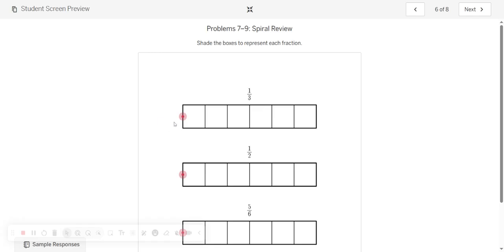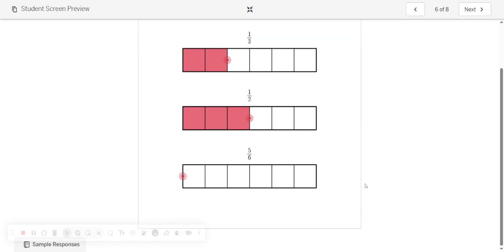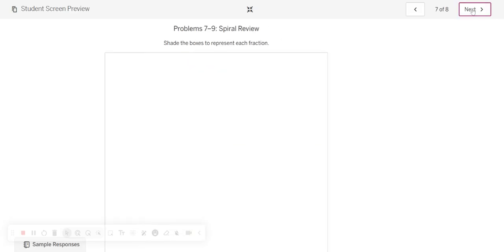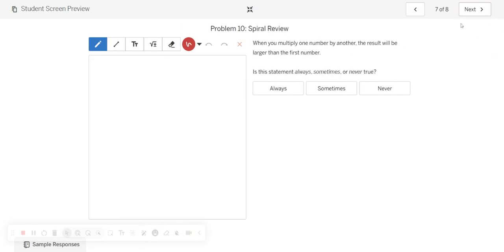Shade in the boxes to be 1/3. Oh, this is kind of neat. 1/3 is the same as 2/6. 1/2 is the same as 3/6. Can I do that? Let's see if I can scroll underneath it. Okay. 5/6 equals, well, 5/6. There you go. So 1/3 is the same as 2/6, 1/2 is the same as 3/6, and 5/6 is just 5/6. It doesn't simplify.